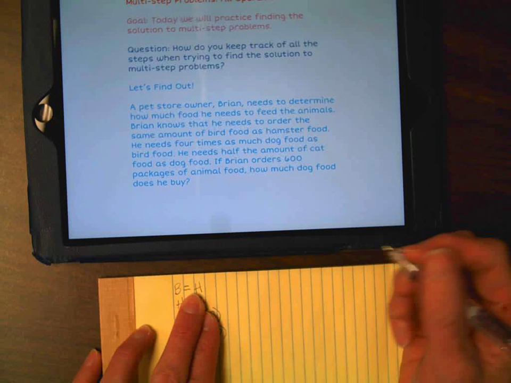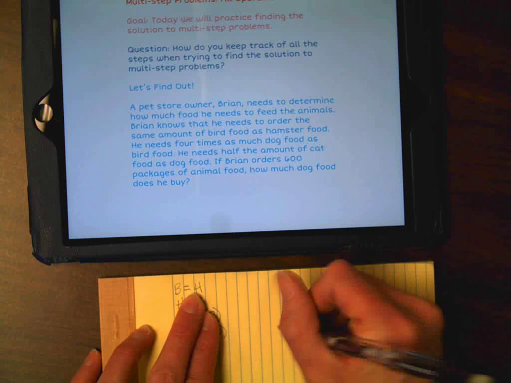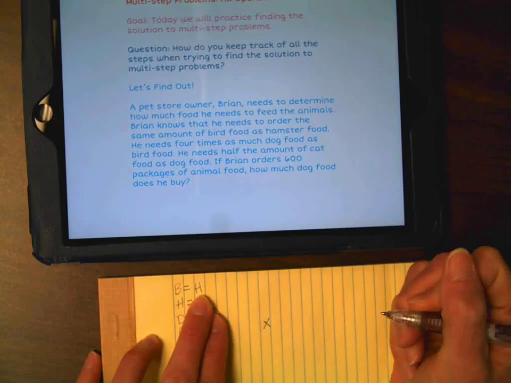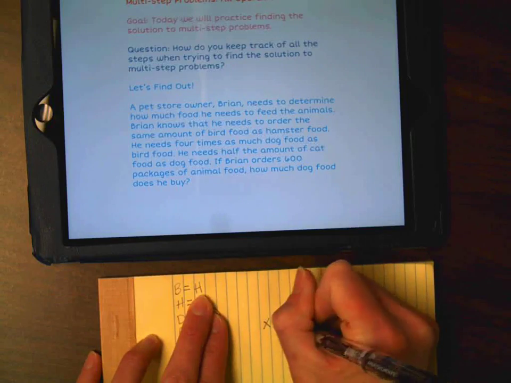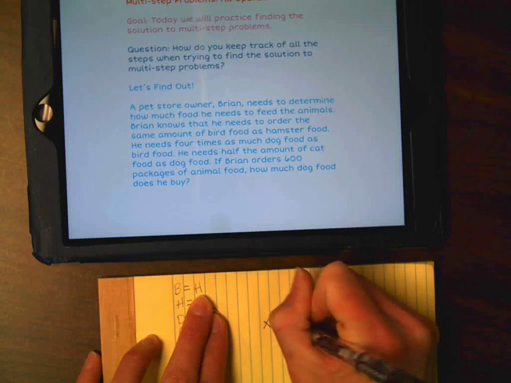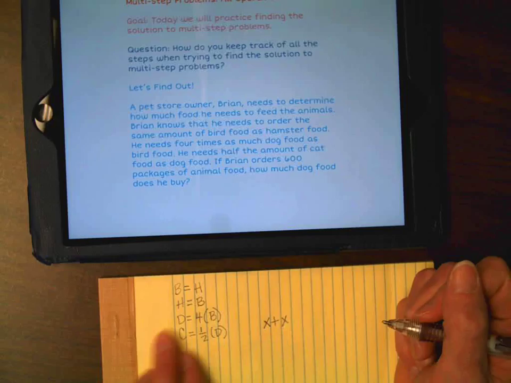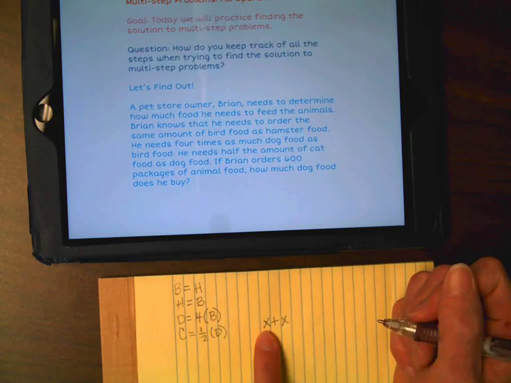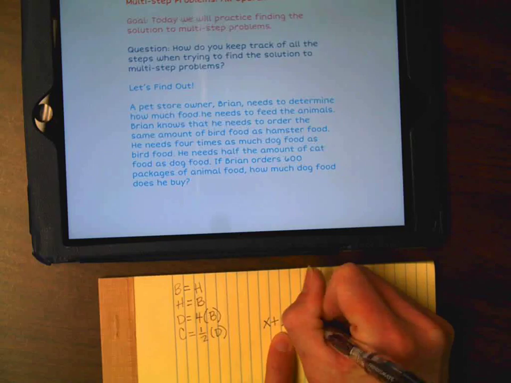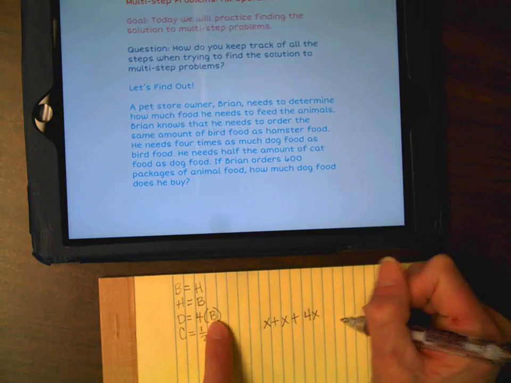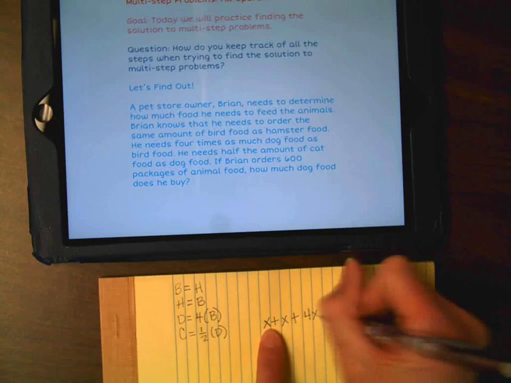So we know that the bird and the hamster are exactly the same. So if we said that bird equals X, well then we also know that hamster would equal X. So we know bird and hamster are the same, so we're going to write X plus X. We know that dog equals 4 times the bird. Well, bird was X, so now we can write plus 4x because we have to take 4 times the bird, and bird was X, so now we have 4 of X's.